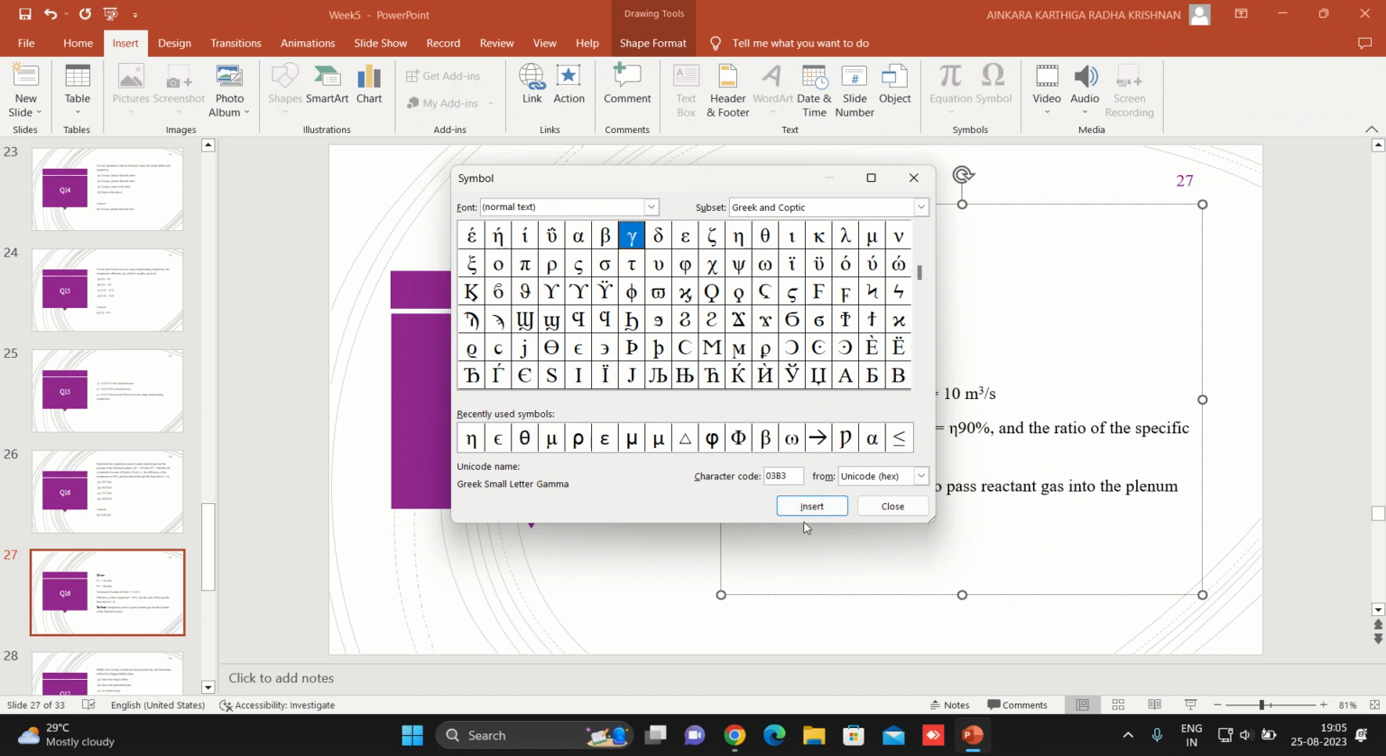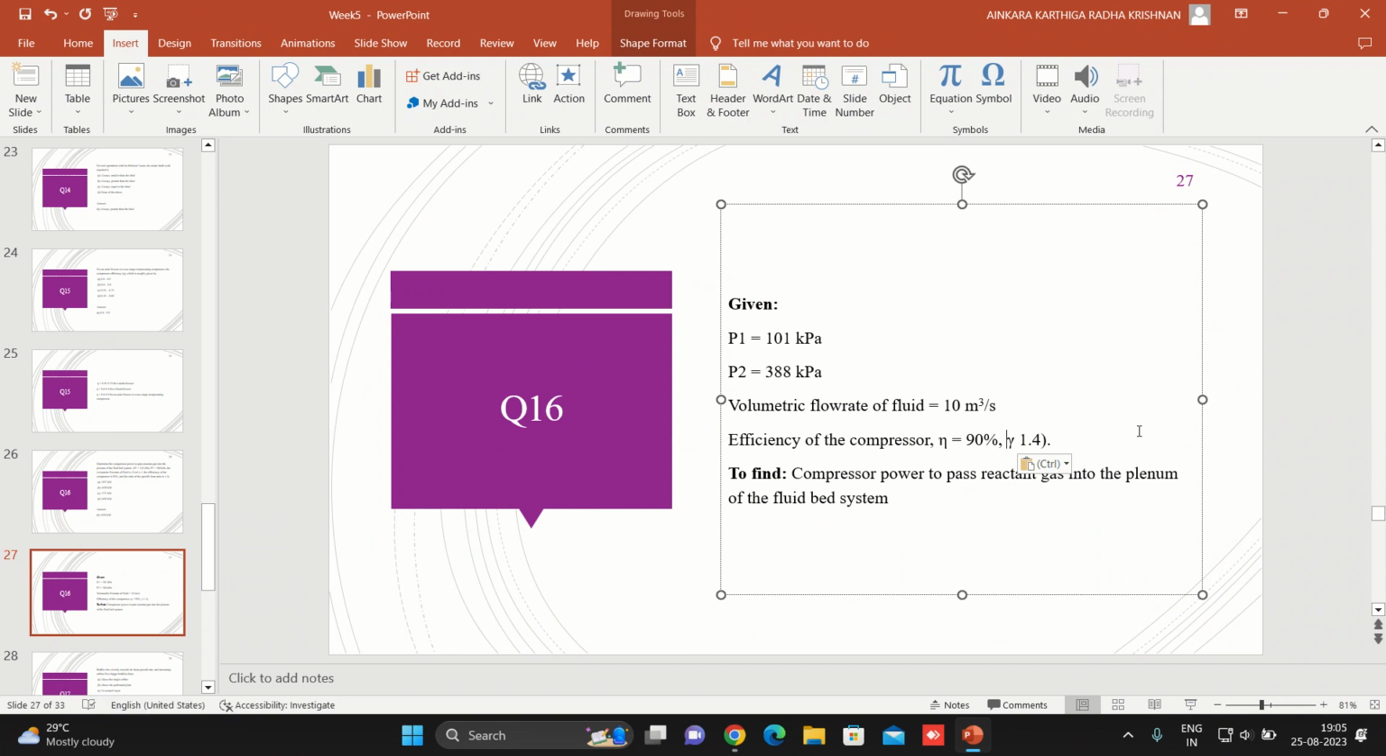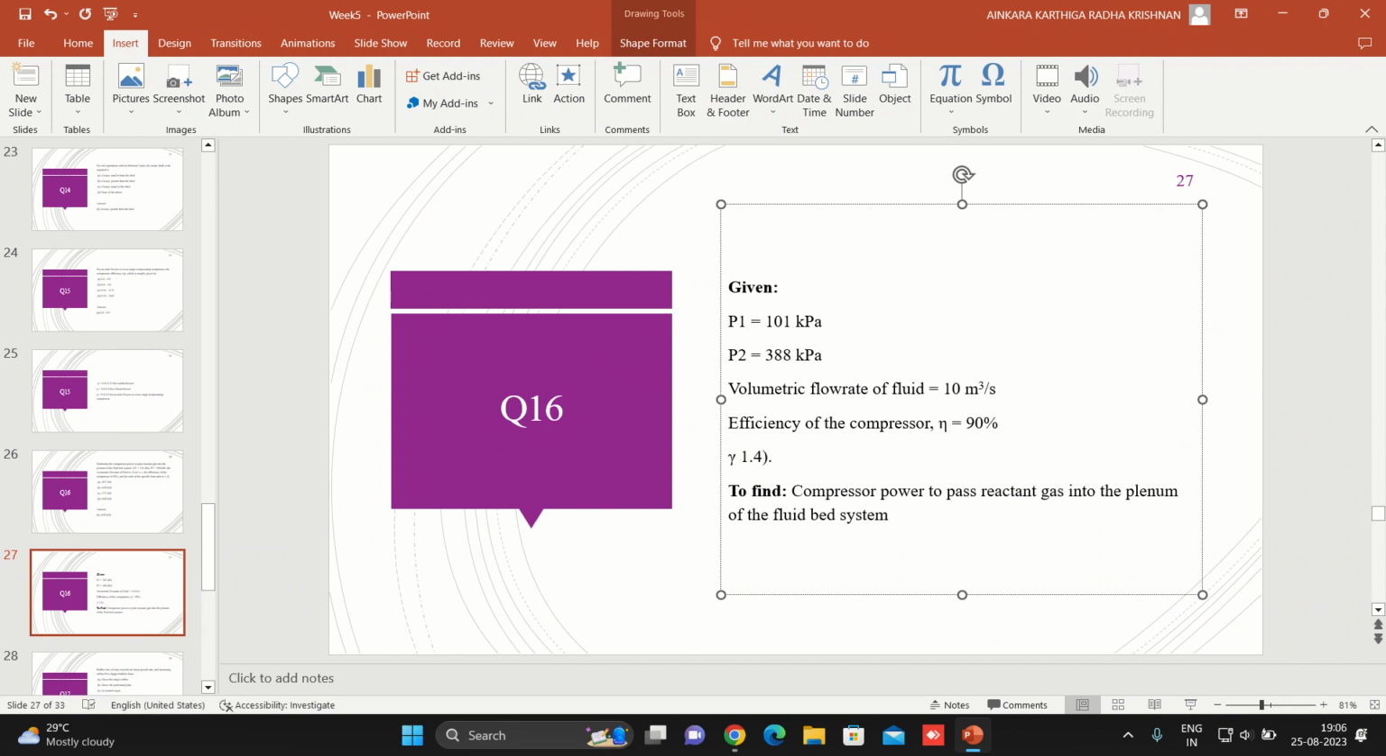We'll also insert this for future. Efficiency of the compressor is 90 percent. Specific heat ratio gamma is 1.4. We'll keep it as Q.